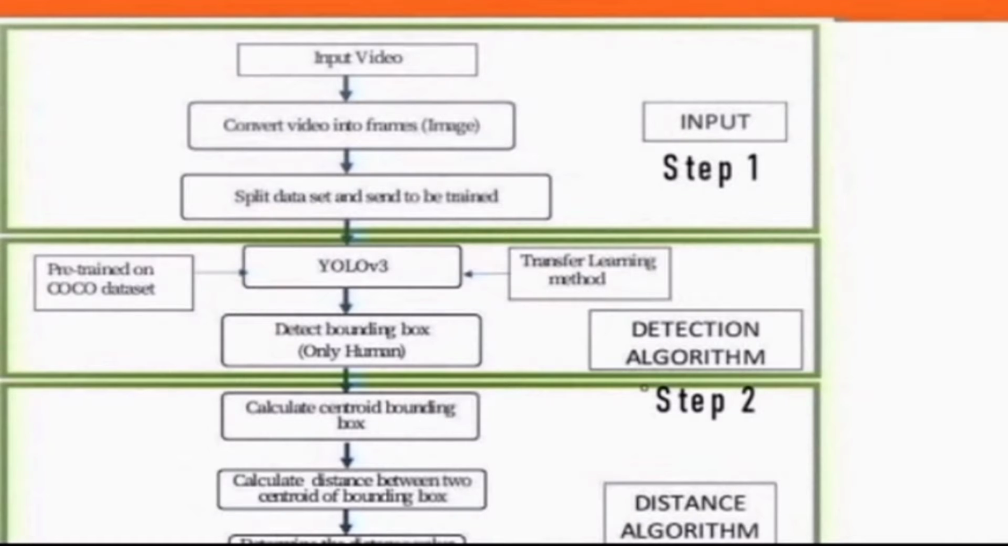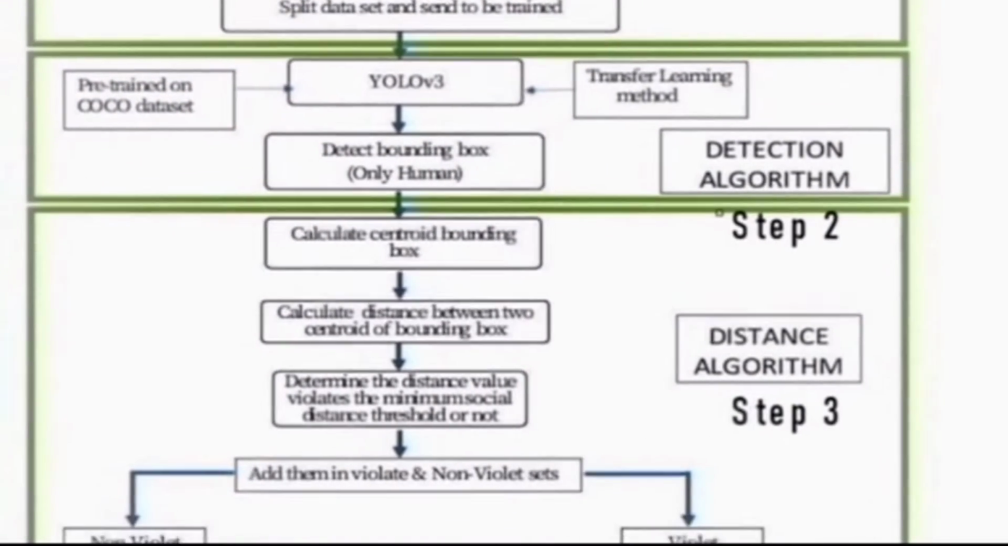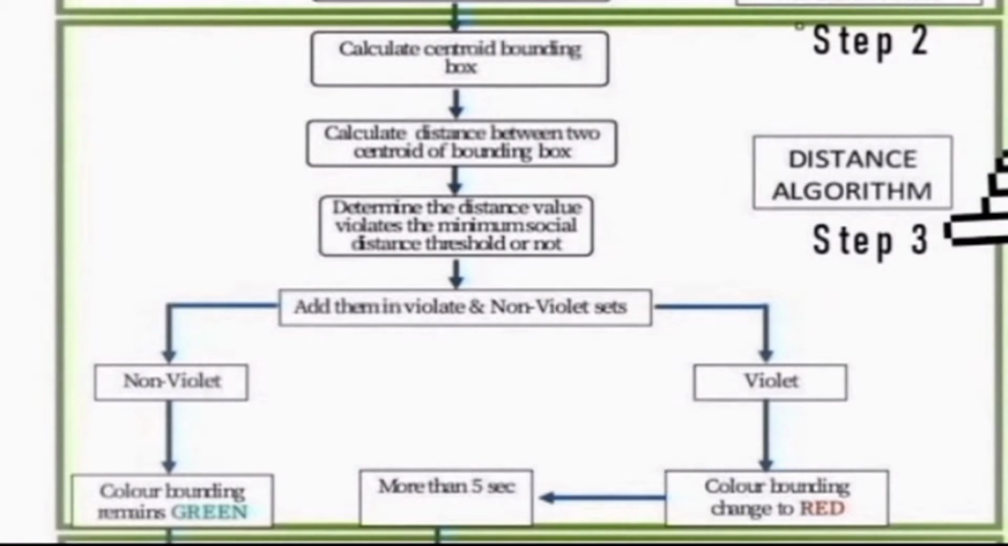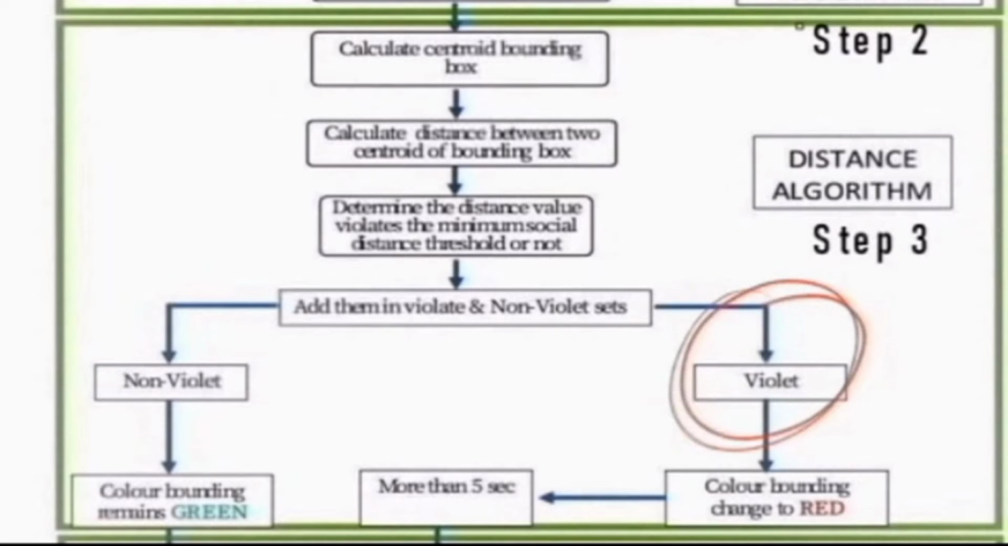After that, it is pre-trained on the COCO dataset to detect only humans in bounding boxes, and transfer learning is used to enhance the result. Step 3, Distance algorithm. The centroid of each bounding box and the distance between 2 centroids are calculated to determine whether it is within the distance threshold or not. Datasets are added to violate and non-violate sets. If non-violate, the bounding box remains green. If violate, the bounding box changes to red.